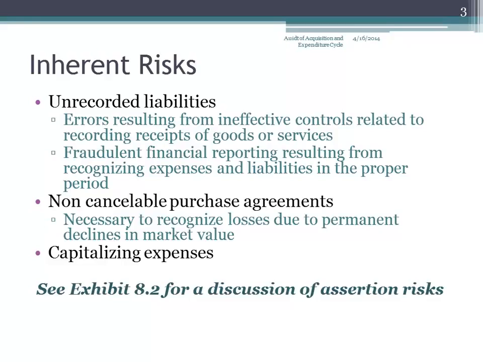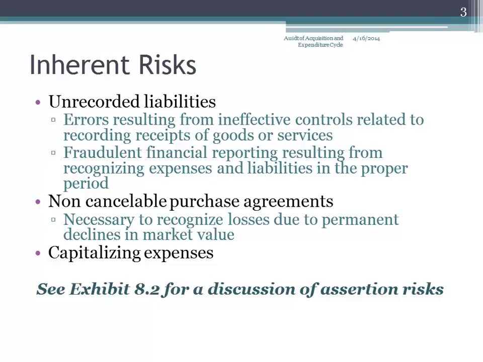Exactly, right? Because remember what we said, occurrence is concerned with overstatement and completeness is concerned with understatement. So when you think about it, if you compare the acquisition cycle to the revenue cycle, if a company is trying to manage earnings, how likely is it that they're going to understate sales? They're rarely going to understate sales. If there's going to be problems, then they're looking to overstate sales.